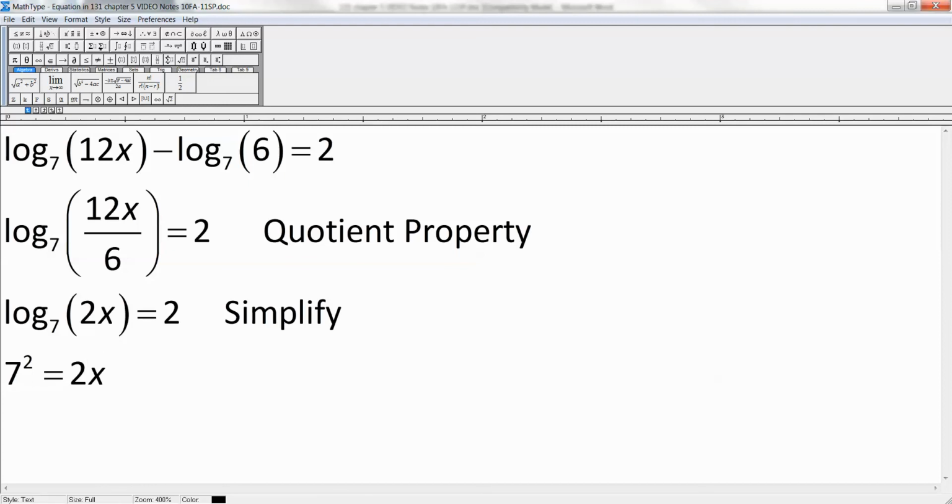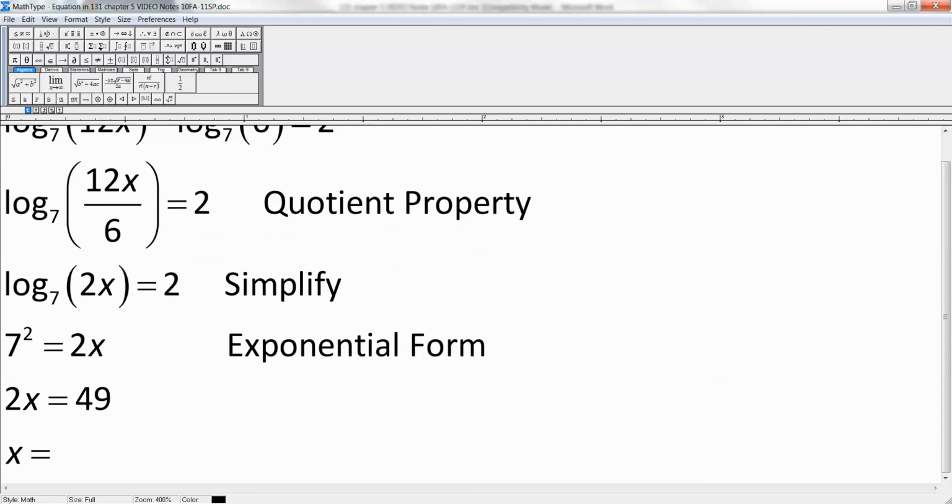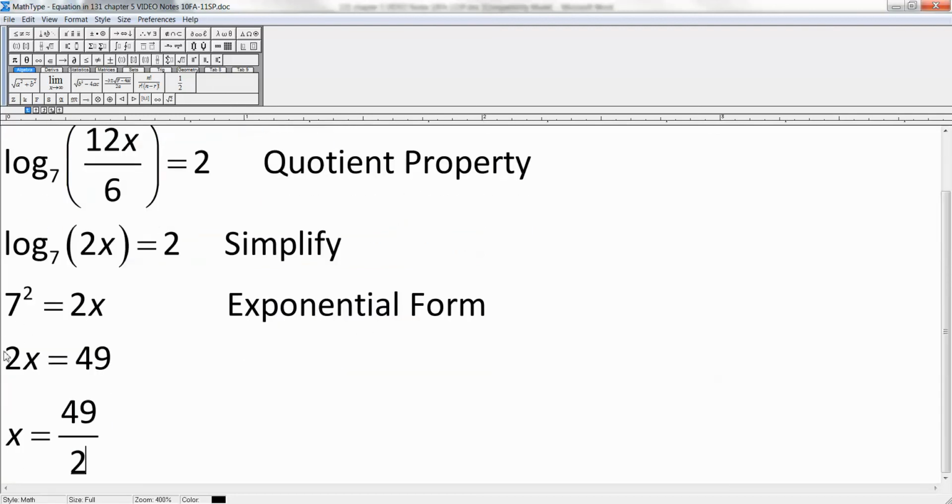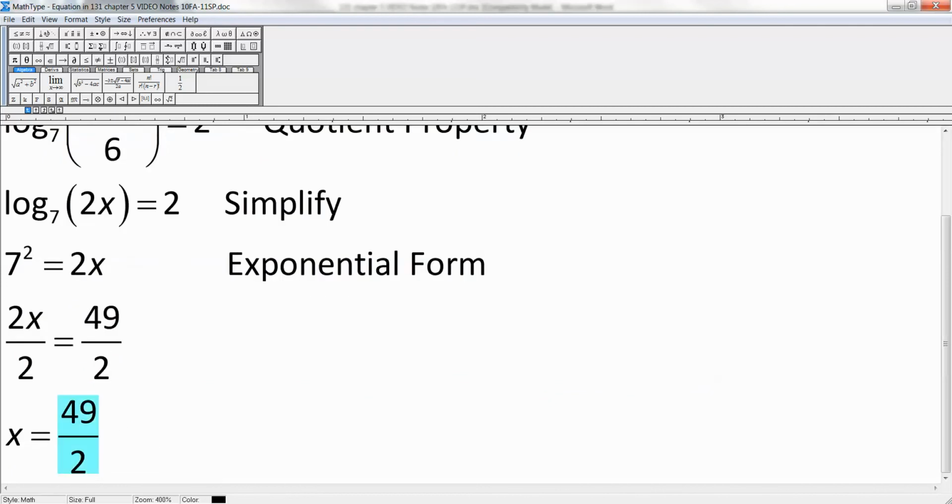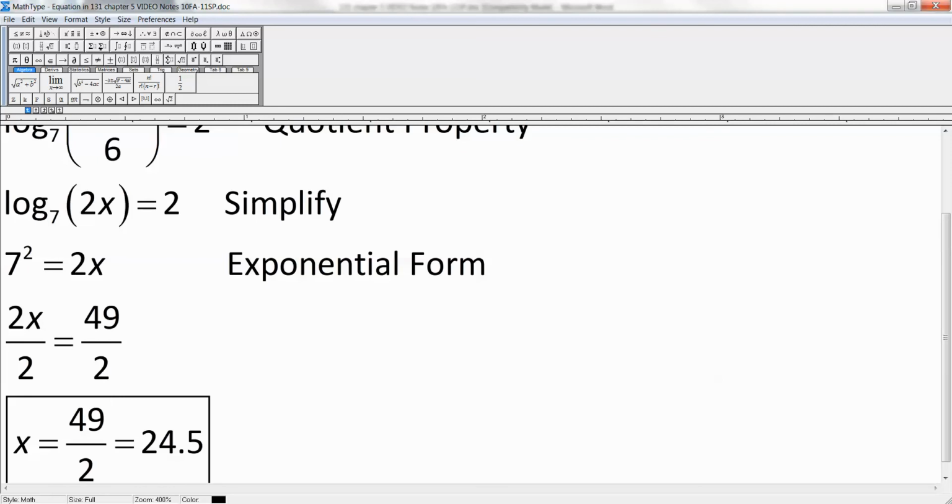So this is in exponential form, right? And that means 49 is equal to 2x, and everybody knows how to solve that, right? Hopefully. Actually, I'm going to flip it around. 2x is equal to 49, so that means x is equal to 49 over 2. Right, because you divide both sides by 2, and everything would be great. All right, so there we go. X is 49 over 2. If you want a decimal for that, that's 24.5. So if you like that better, that's fine.